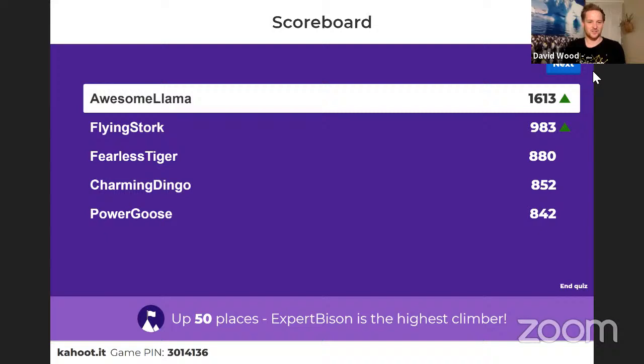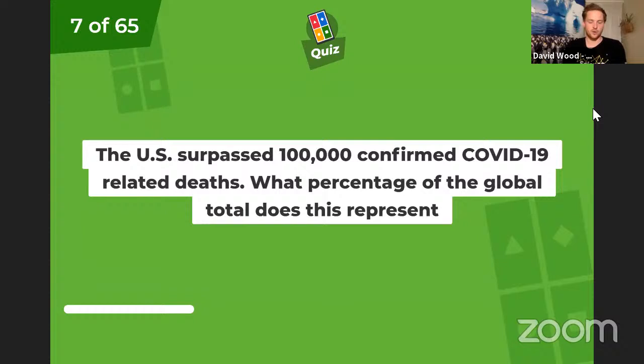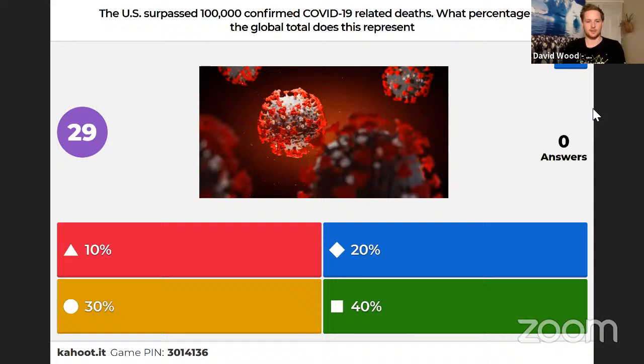All right, question three of round one. This past week, the US surpassed the grim milestone of 100,000 confirmed COVID-19 related deaths. Roughly what percentage of the global total does this represent? Of course, we're talking about confirmed deaths here. Is it 10%, 20%, 30%, or 40%? Bear in mind, this is a rough estimate, so round to the nearest percentage. What percent of global deaths are US?